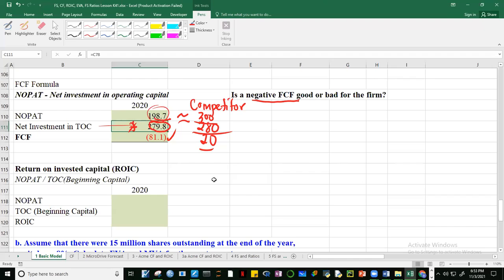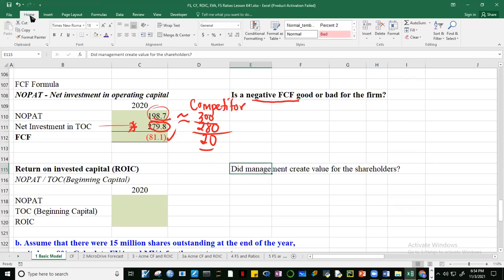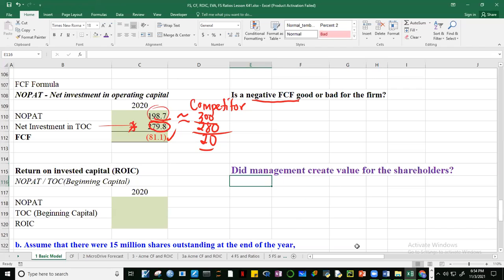Okay, let's go now to ROIC. Now, as to the question, did management create value for the shareholders? Because we say that this is the main objective. Was value created for shareholders? Now, that's a very valid question, because that's the main objective of a business.